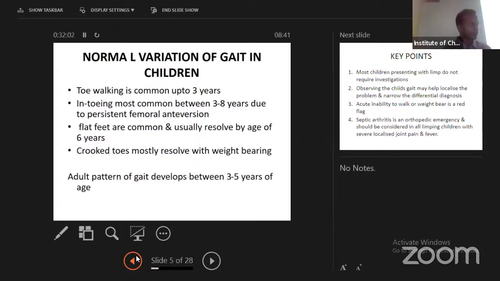Toe walking is common, but it may be an early marker for autism or a tight tendo-Achilles mechanism. So these are the three causes of toe walking. It might be normal, it might be autism, because they are very sensitive, so they don't want to take the full sensation. They walk on the toe. So when you see toe walking, never say, oh that's normal. Keep an eye, ask for the symptoms of autism, socialization, and look at the tendo-Achilles, whether it is tight or not. Adult pattern of gait develops between 3 to 5 years of age.